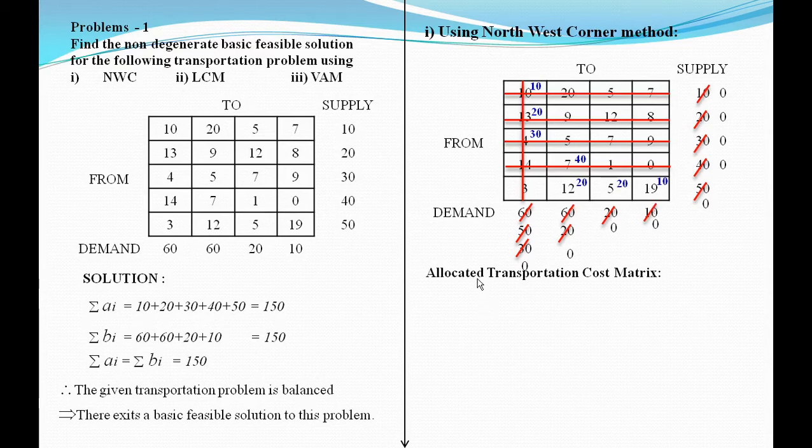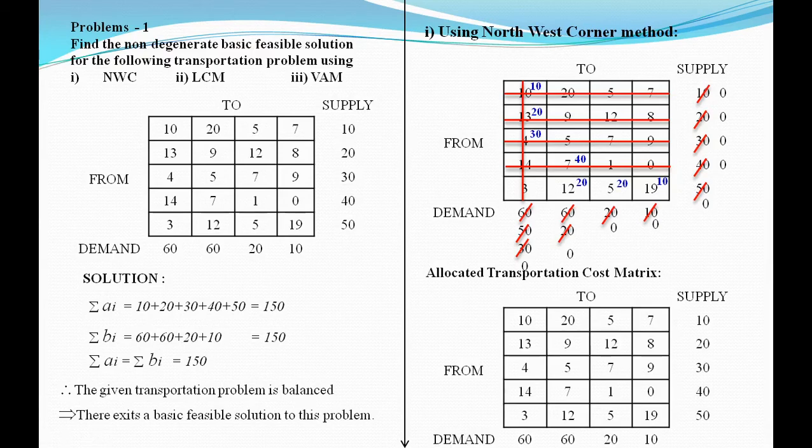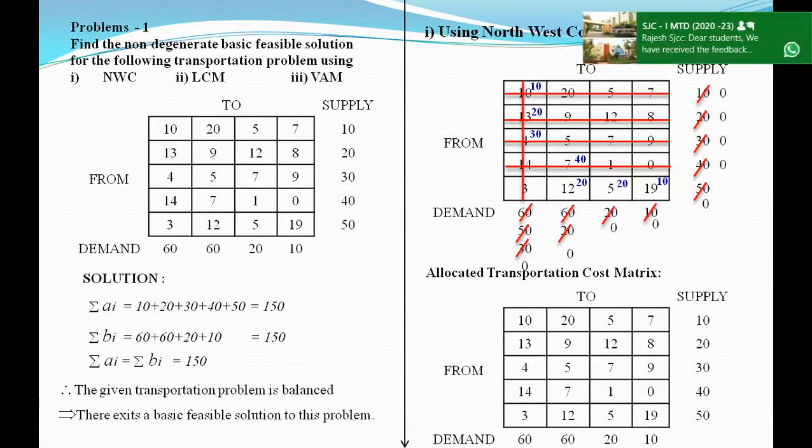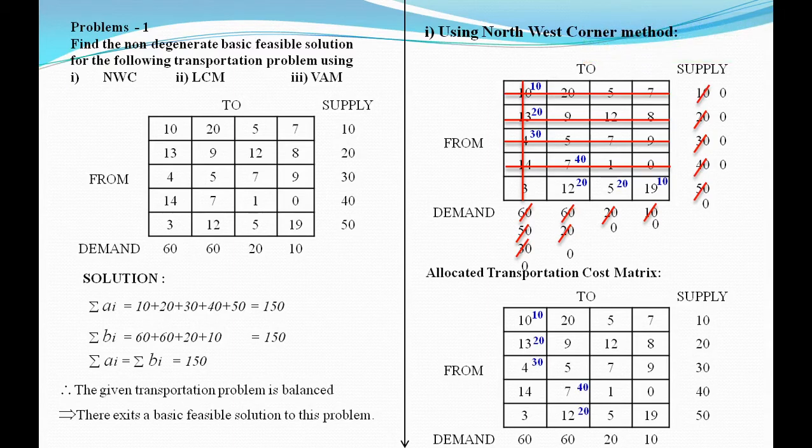So now we have to write the allocated transportation cost matrix. This is given in terms of a cluster form with the lines and the reduction of the demand and supply. Without all those things, I have written the matrix again, and I'm writing the allocations alone in that matrix. So this is the allocated transportation matrix by the northwest corner method.